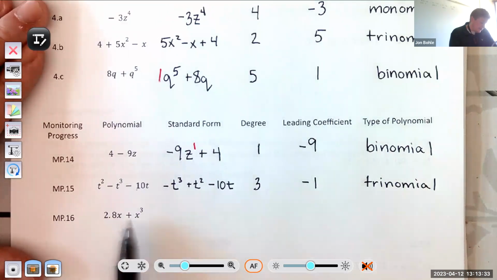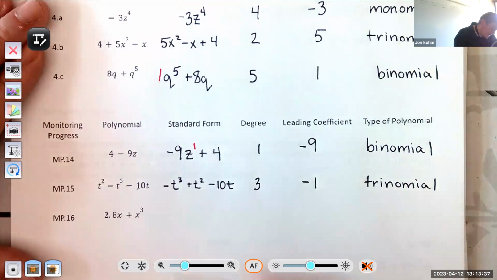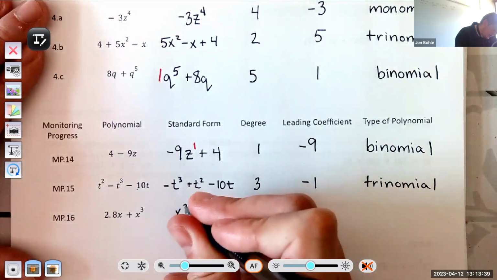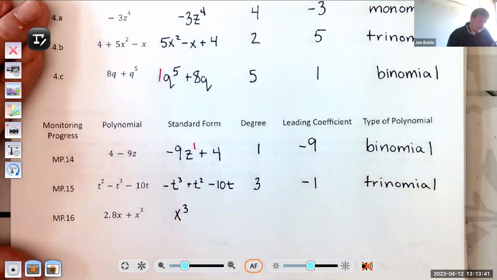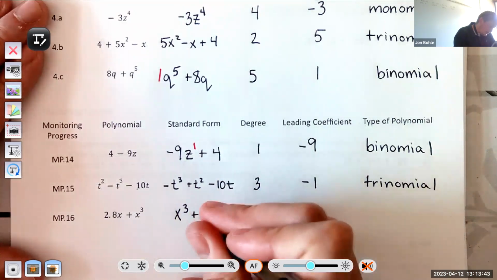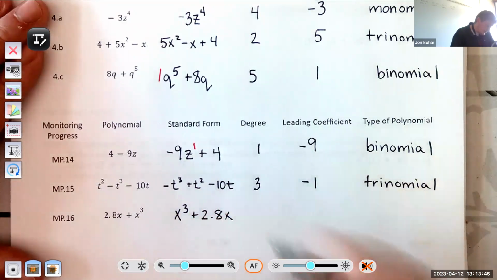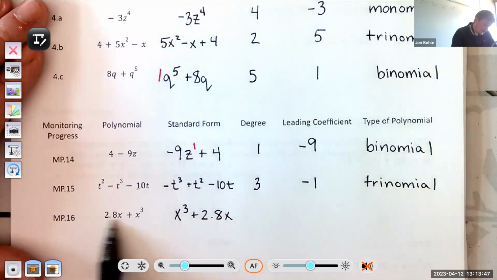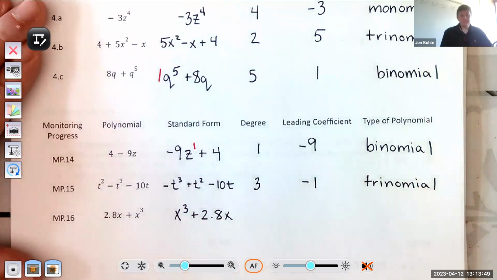Okay, 16. Here I have 2.8x plus x to the third. Well, x to the third has the largest exponent, so that's going to go first. And then plus the 2.8x. I know it's plus 2.8x because it's positive. There's no minus sign out here.